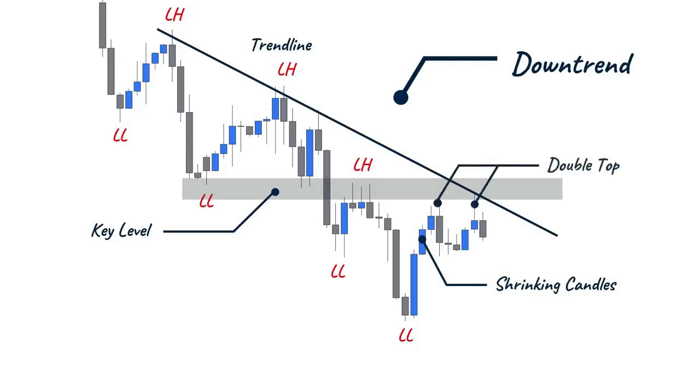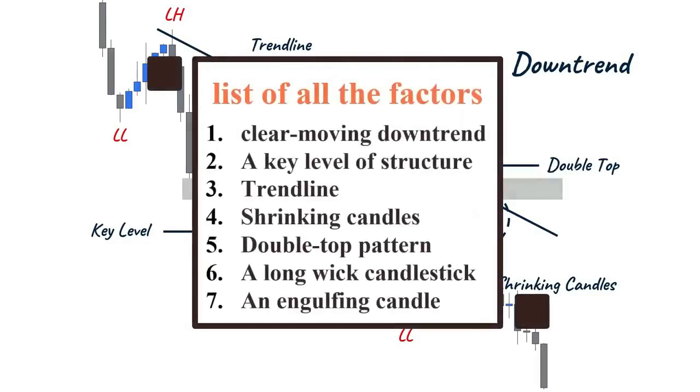Fifth, the market made a double top pattern showing a possible reversal. Sixth, we have a long wick candlestick pattern at the area of multiple confluence showing the reactions to the area. Seventh, we have an engulfing momentum candle confirming the bearish pressure, another great entry reason. So let's check out the list of all the great factors in our favor for this short trade setup. So this is a high-quality 5-star short trade opportunity.